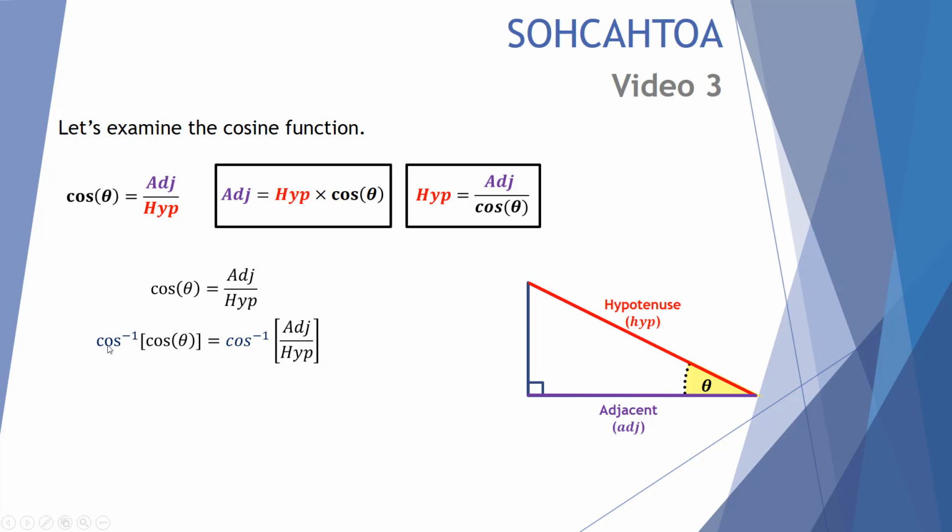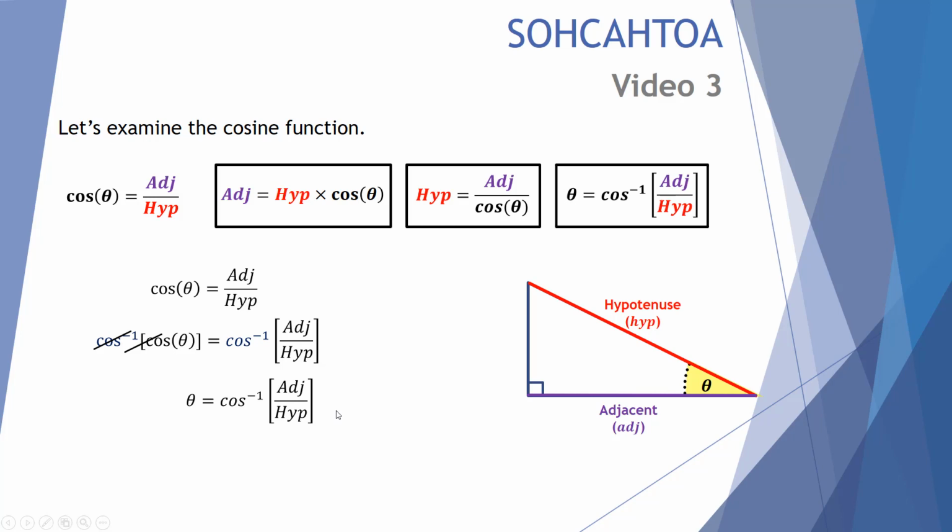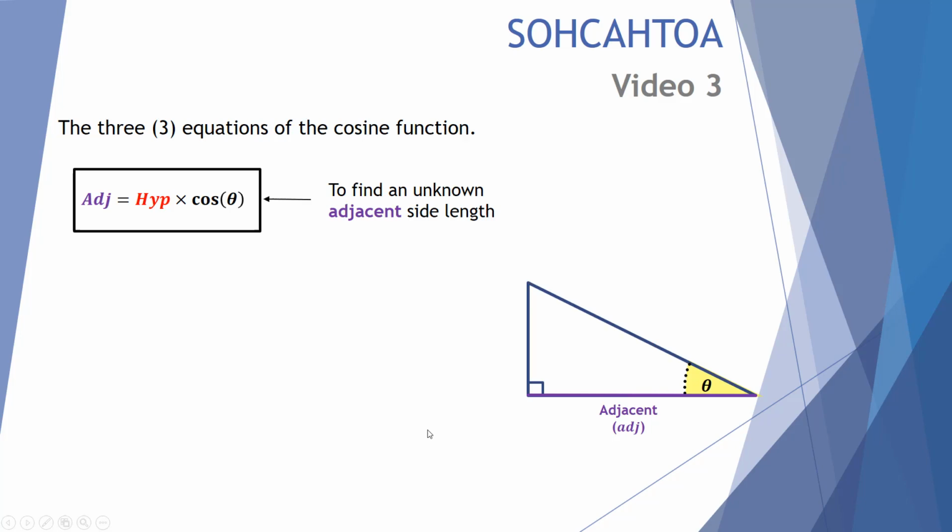If I take the inverse cosine of the cosine, these two will cancel out, leaving me with the angle theta is equal to the inverse cosine of the ratio of the adjacent length divided by the hypotenuse length. And there we have it, our three different equations that allow us to work out either the adjacent side length, the hypotenuse side length, or the angle theta.